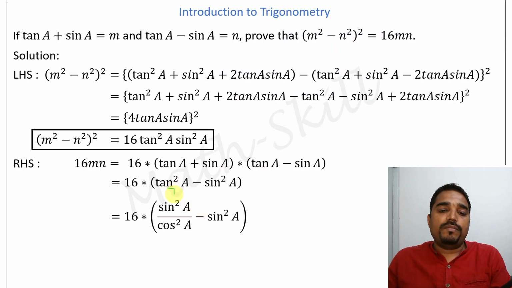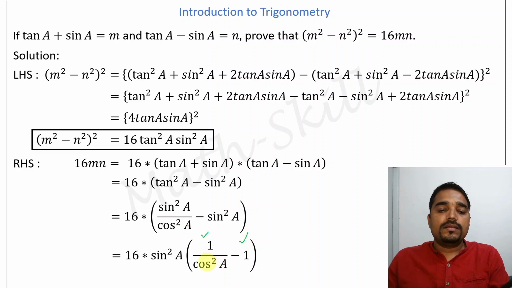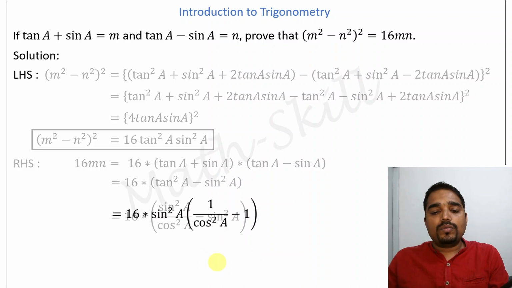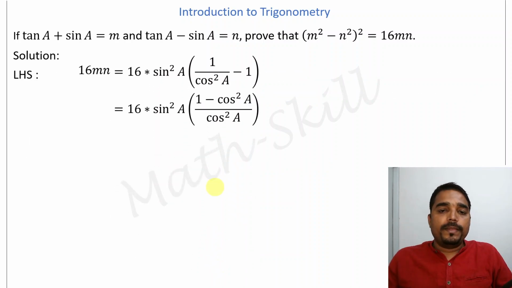For tan square I have made a substitution, that is tan is equal to sine by cos. So therefore tan square A is sine square A by cos square A. Now in the numerator we have sine square A from the first term and sine square A from the second term also. Let us take sine square A out, that is common. So it is equal to 16 times sine square A taken as common. Now I am left with 1 divided by cos square A as the first term minus 1. Let us take the LCM. So the LCM would be cos square A. So in the numerator we would be getting 1 minus cos square A, whole divided by cos square A.